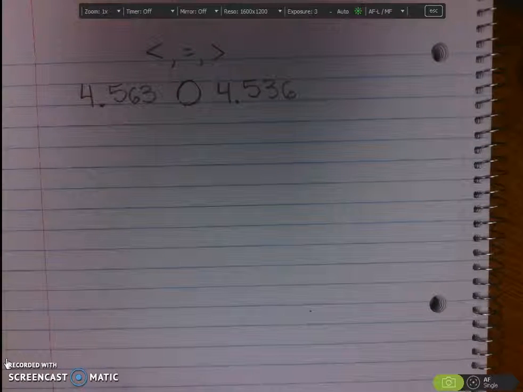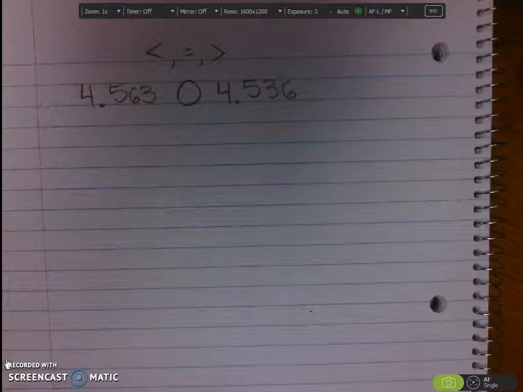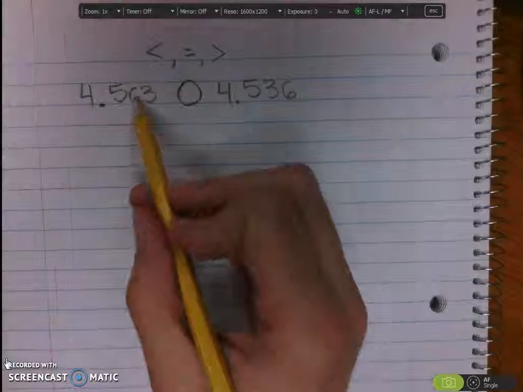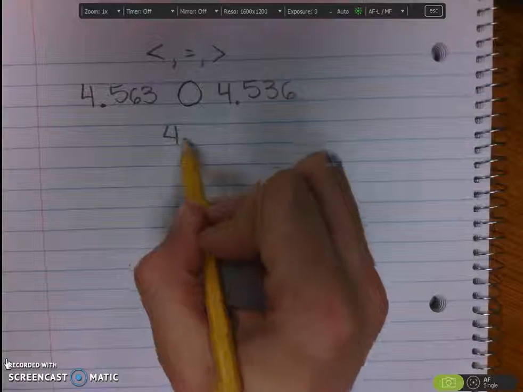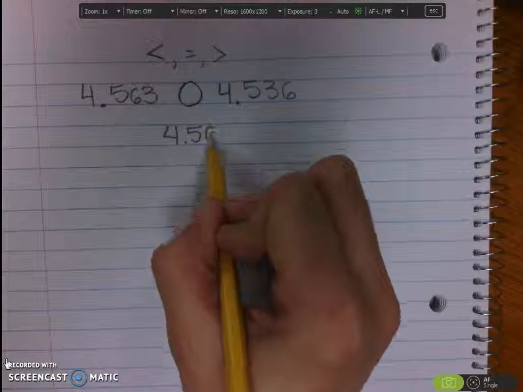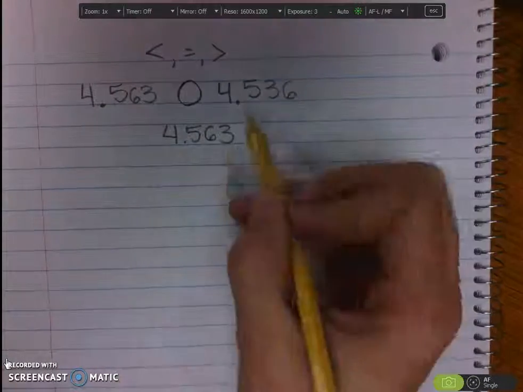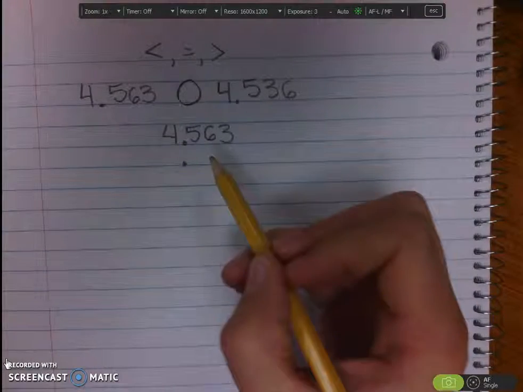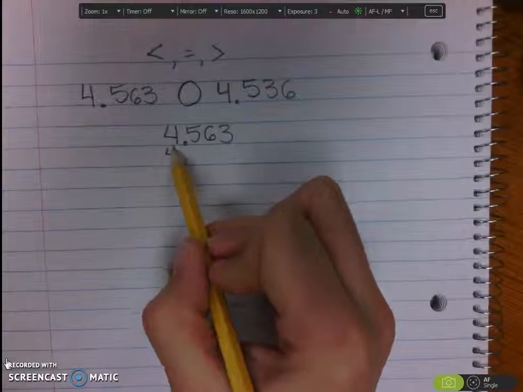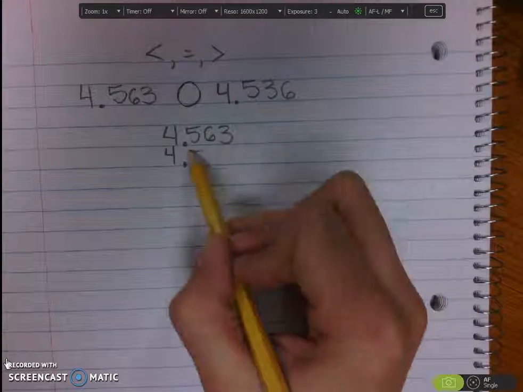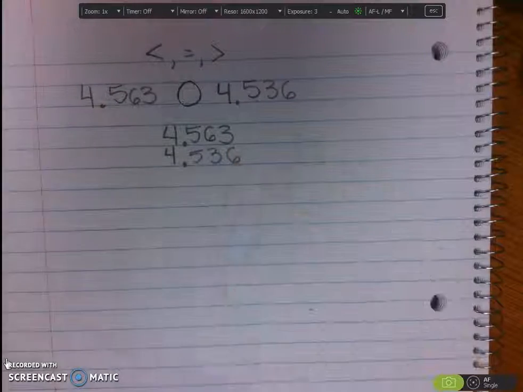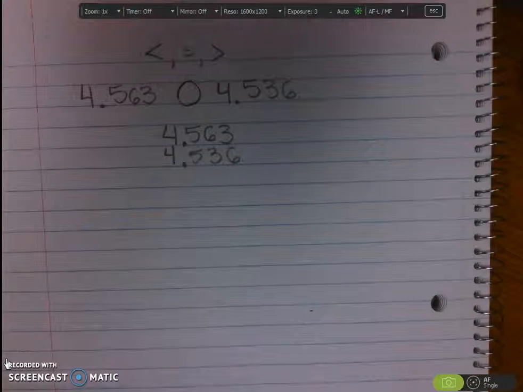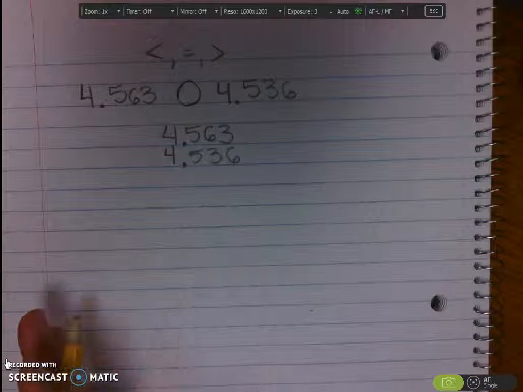When you're doing problems like this, the easiest way to identify which one is bigger is to stack the numbers. Now, when you're stacking them, you want to line the decimals up. So I'm going to write the first number on top. And the second number, I want that decimal to be right below the first one. So I'm going to fill in my numbers around it. I have a 4 before it, and I have 536 right after it. Okay, that's step 1.